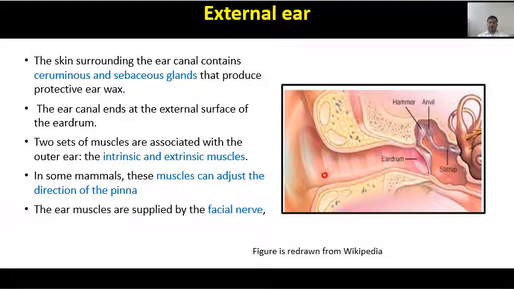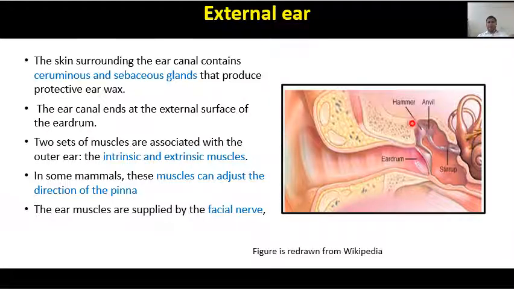So the animal has a well developed external ear, and they can use the movement of the ear, while it is vestigial in the human. The nerve supply in the external ear is the facial nerve, that is the 7th cranial nerve, and this is the eardrum or tympanic membrane. So sound comes and vibrates on the eardrum or tympanic membrane. So through the tympanic membrane, sound enters into the middle ear.